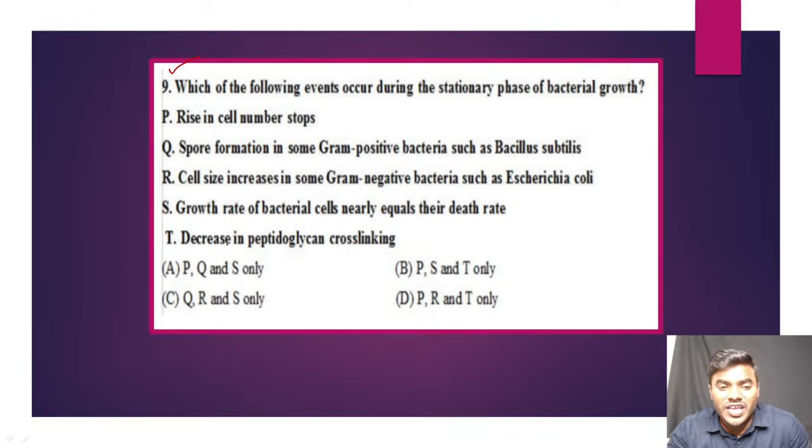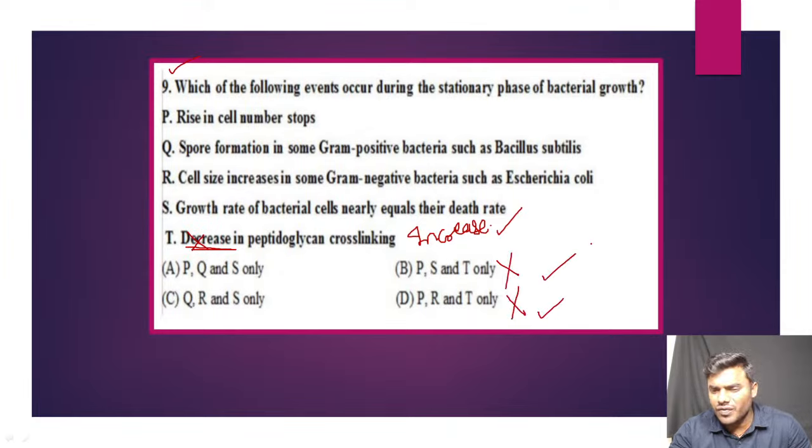Do you think there is a decrease in the peptidoglycan cross-linking or there is an increase in the peptidoglycan cross-linking? Everyone answer first. Please respond everyone. Obviously friends, there will be an increase in the peptidoglycan. When you understand that there is an increase in the peptidoglycan, very good. Option T is wrong, hence you can eliminate these two. Very simple. Now the answer is between A and C.